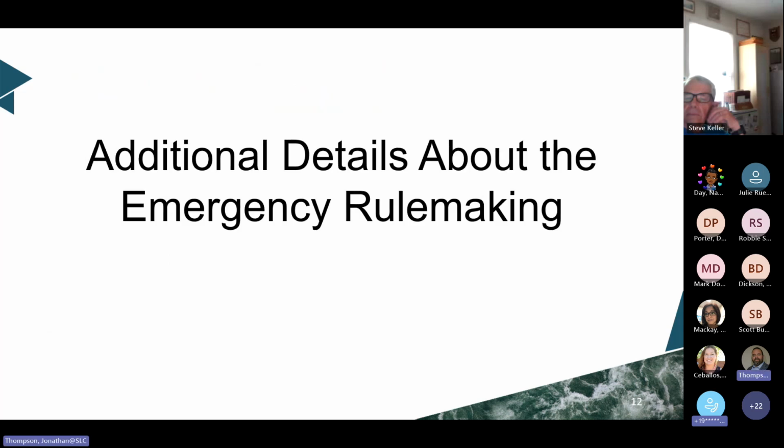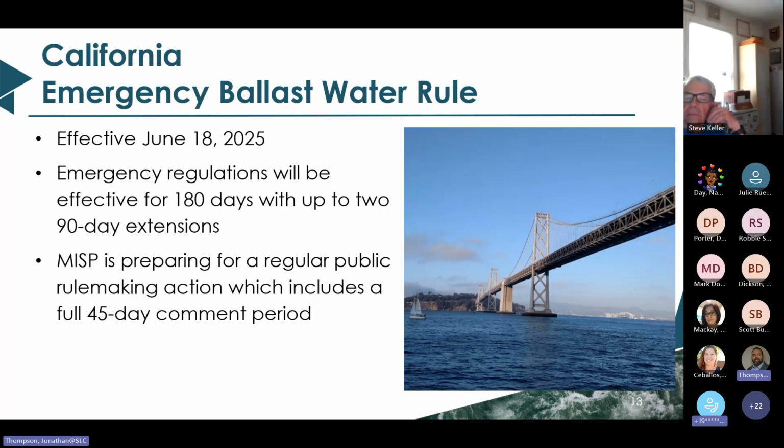So a little bit more information about the emergency rulemaking. The emergency rule is effective June 18th, 2025. The emergency regulations will be effective for 180 days with up to 2 90-day extensions. And during that time, the Marine Invasive Species Program will be preparing for a regular public rulemaking action, which will include a full 45-day public comment period.